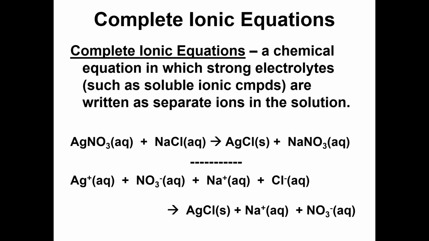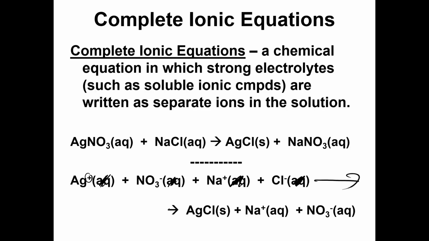Then we can write a complete ionic equation. So all you do is you take all of the aqueous compounds and you break them up into ions. So silver nitrate will break into silver and nitrate ions. And you can just leave the phase labels out. Having the charges, the ions there, indicates that they are aqueous. So we have silver ions, nitrate ions, sodium ions, and chloride ions, all in solution.